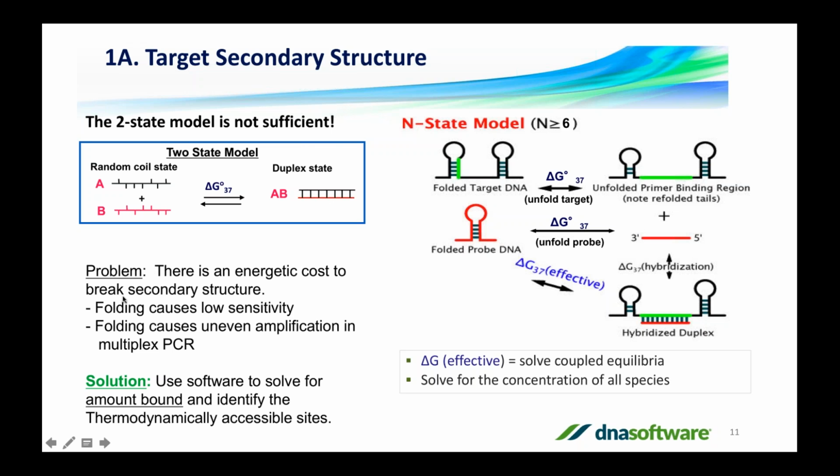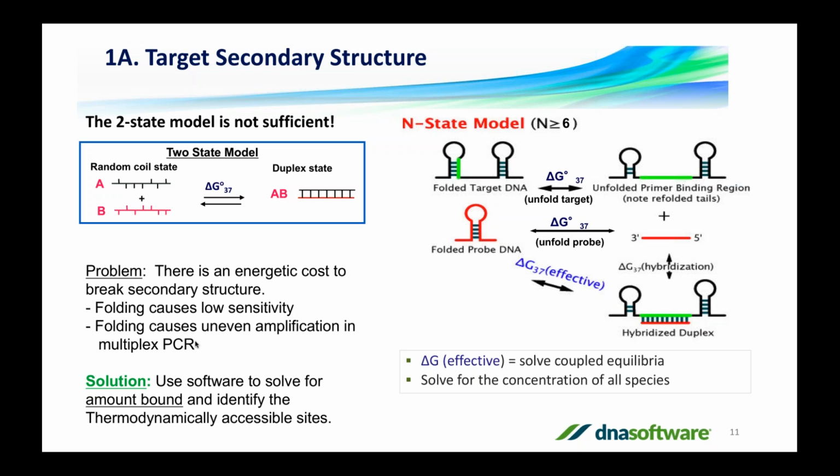And that folding is one of the major causes of low sensitivity in singleplex PCR and definitely in multiplex PCR, where it's much more complex. And in particular with multiplex PCR, such folding of DNA can cause the amplification to be uneven. That is, one amplicon amplifies faster than other amplicons. Well, one of the major causes of that is that some of the targets are more folded than others. And if you haven't folded your target DNA, there'd be no way for you to know that.